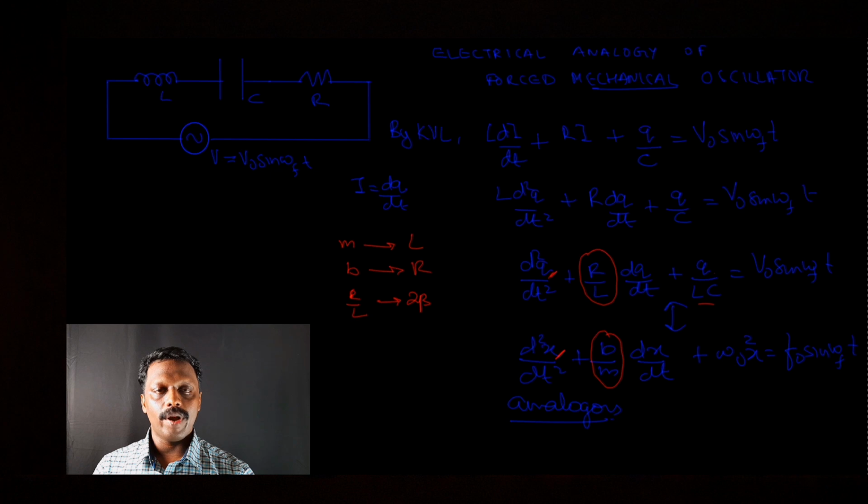By comparing, omega naught square is 1 by LC, so omega naught is 1 by root LC. That's why we have the natural frequency of an LC oscillating circuit as 1 by 2 pi root LC, as frequency is omega naught divided by 2 pi. The equivalent of velocity is electric current, as the equivalent of displacement is charge. So dx by dt is the same as dq by dt.